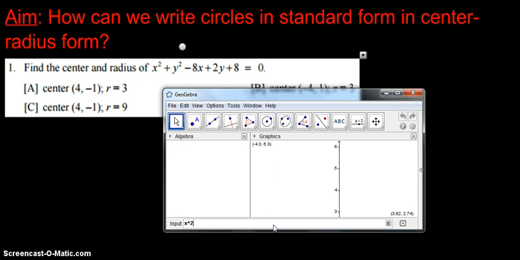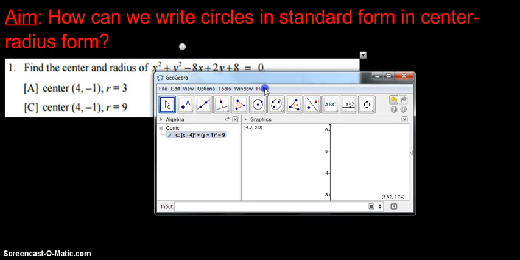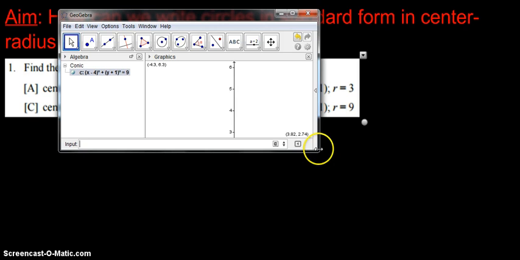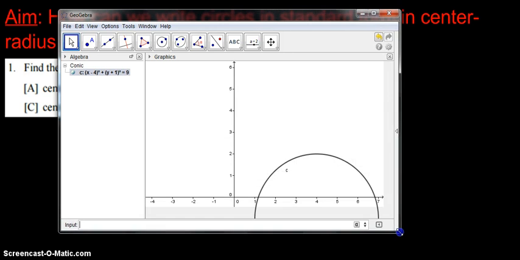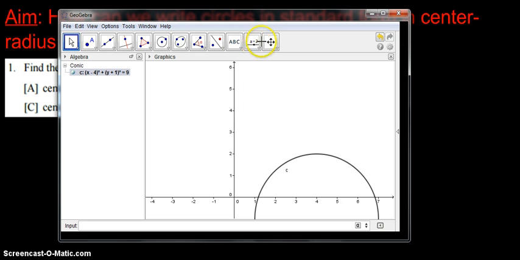So we have x squared plus y squared minus 8x plus 2y plus 8 is equal to 0. That becomes this equation, x minus 4 squared plus y plus 1 squared equals 9. So that's a circle with a center at 4, negative 1, and a radius of 3.